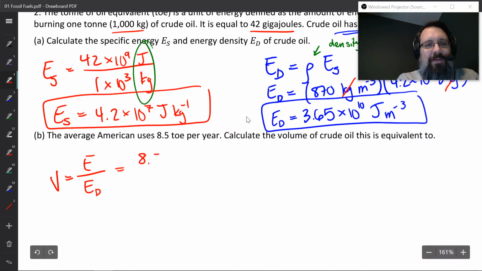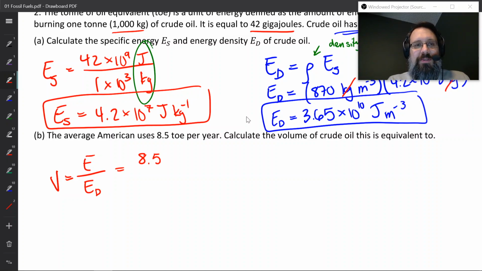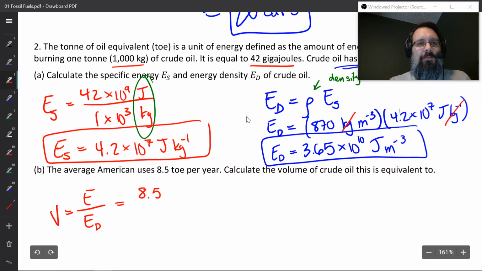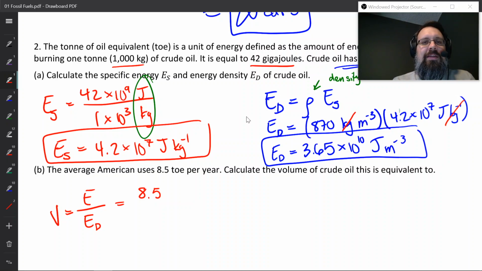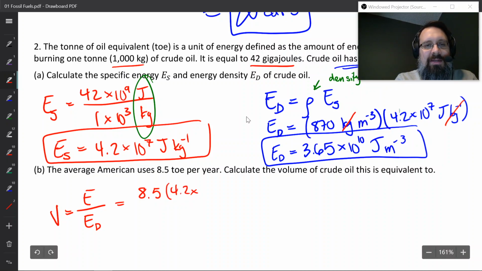So we're going to do 8.5. But I don't want this to be in TOEs. I want it to be in joules. But because we calculated up here that a TOE is the energy equivalent of a ton of oil, and we just figured out up here the specific energy of crude oil, we're going to take that number. So 4.2 times 10 to the 7, that's joules per kilogram. And we're going to multiply that by 1,000 because we're talking about tons.